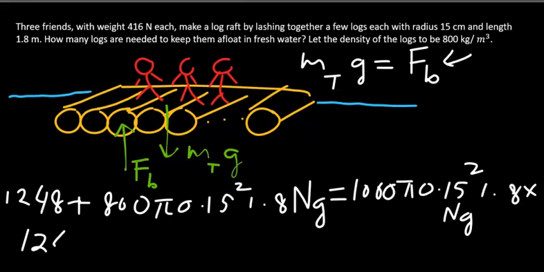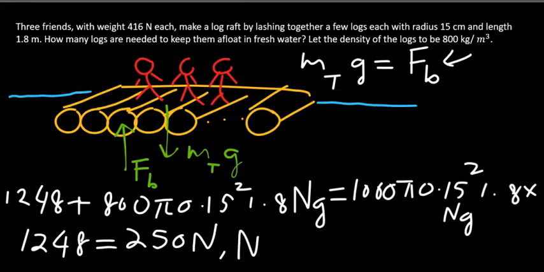Simplifying it a little, you get 1248 equals 250 n, and n is approximately 5. So you get 5 logs. So you need 5 logs to keep them afloat in fresh water. And that solves the problem.